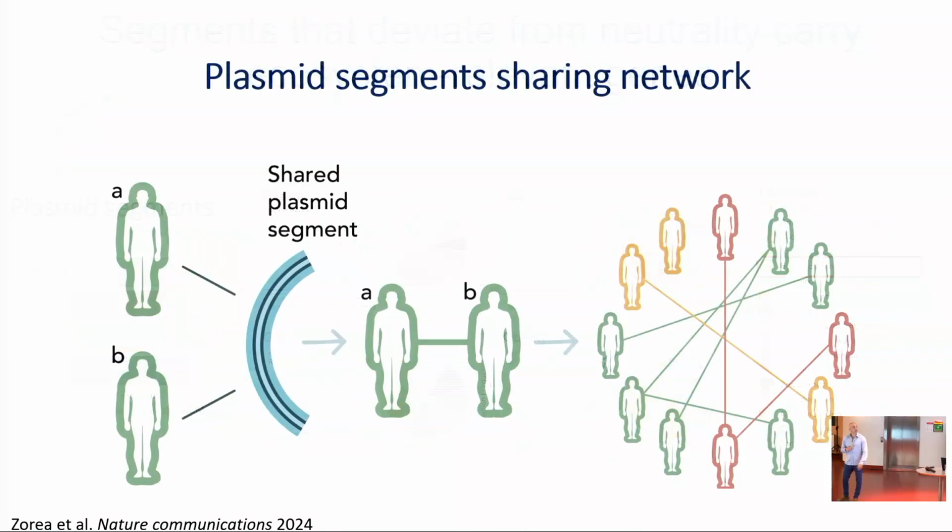And in order to do that, we created a plasmid segment sharing network, disassociating ourselves from the plasmids. So in this analysis, there are no whole plasmids. And we created a network between two individuals, A and B, if they share a plasmid segment between them. So you would have an edge that would be a plasmid segment and two nodes of two individuals. Then we can create this network.